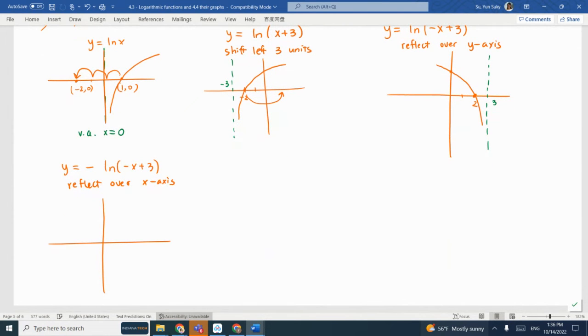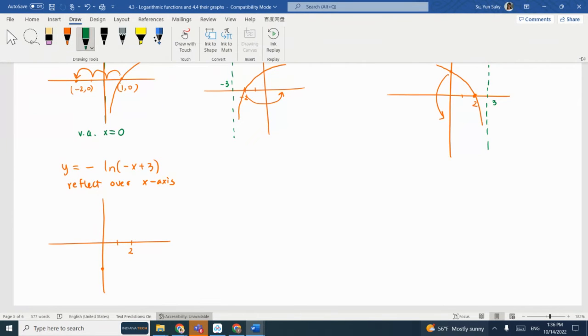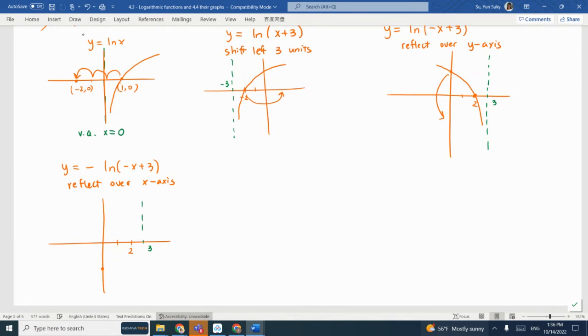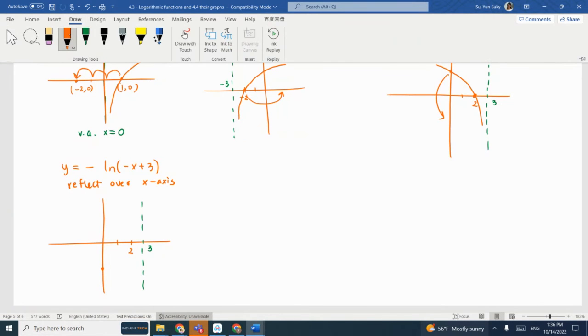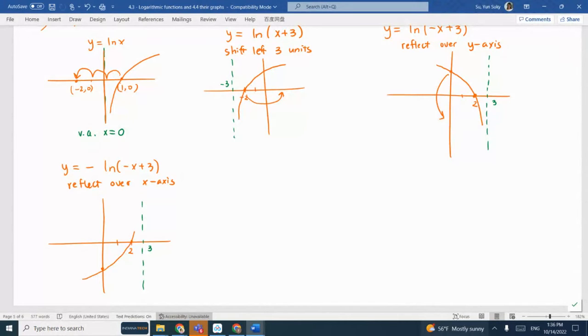Okay, we draw it. Reflect over the x-axis. What happened to this point? Stay the same. What happened to this point? Put it down, right? So 2, 0 stays the same. And that point, flip it down. Okay. How about the vertical asymptote? Stay the same, right? And then we connect those points together. So our graph goes like this. So far, so good, everybody?